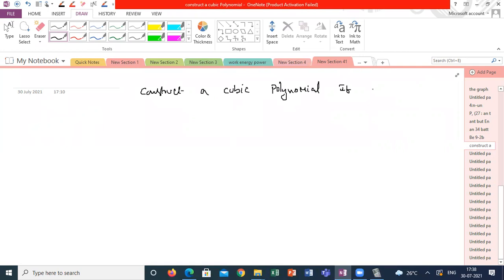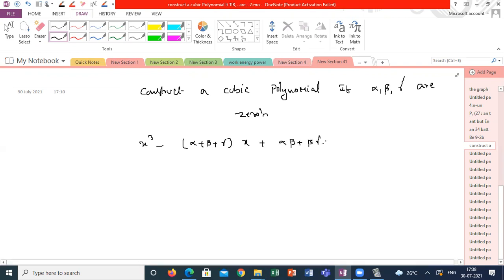If alpha, beta, gamma are the zeros, it's very simple. The polynomial is x cube minus (alpha plus beta plus gamma) x square plus (alpha beta plus beta gamma plus gamma alpha) x minus alpha beta gamma equals 0. You know how to find out alpha plus beta plus gamma, you know how to find this one, and you know how to find this one.